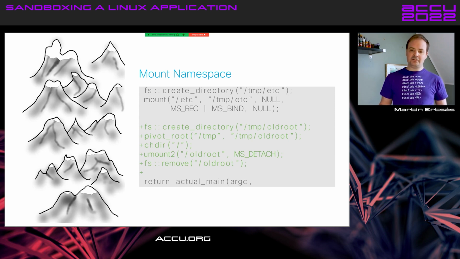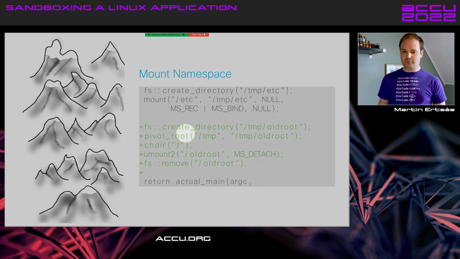So there is a syscall called pivot_root that you can use for this. And pivot_root takes 2 arguments. The first one is what is going to be your new /. Basically, this mount point is going to be /. And then the second argument is where to put the old /. In this case, I made a directory and I told it to put the old / in /tmp/oldroot.